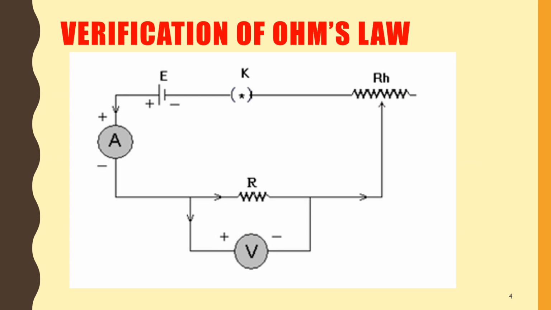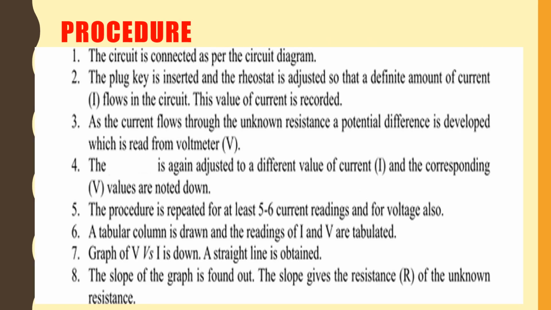Ohm's law can be verified using an experiment, using apparatus which you see in this diagram. We have a plug key labeled K, we have a battery, we have an ammeter labeled A, we have a rheostat, a voltmeter, and a resistor. So the circuit is connected as shown in the diagram. So this is the procedure.